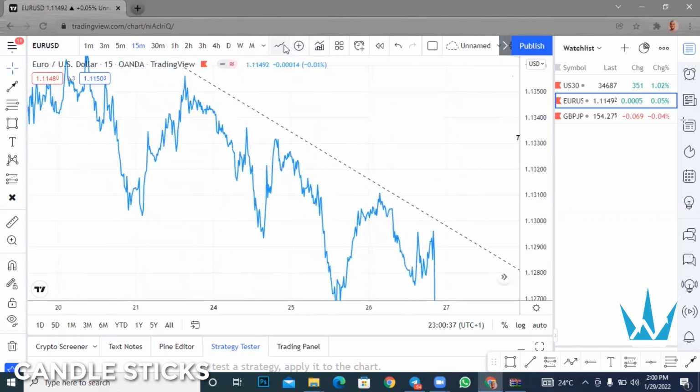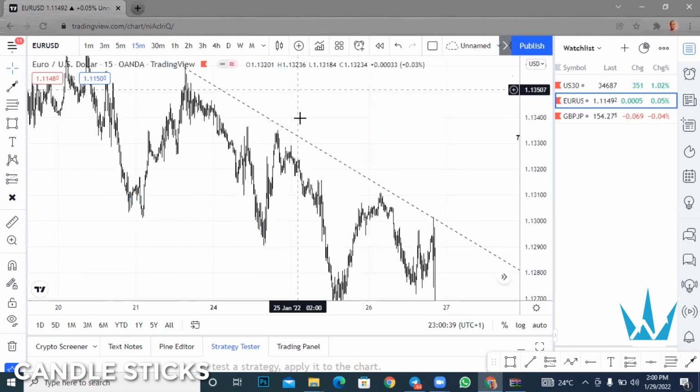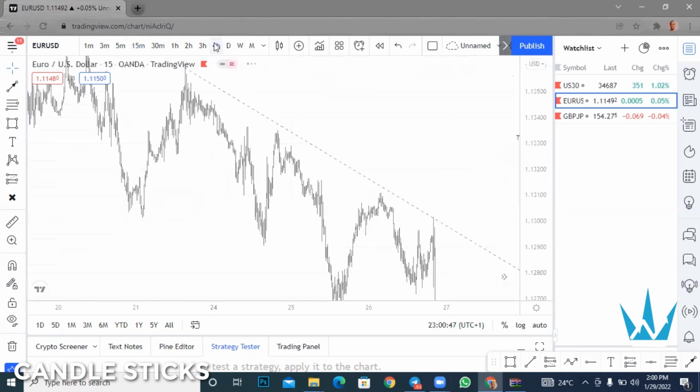Now I'm going to change it to candlestick. Bam. Look at my charts. It's looking like this. This is a 15-minute chart active. If I put it in 4 hours, it changes.